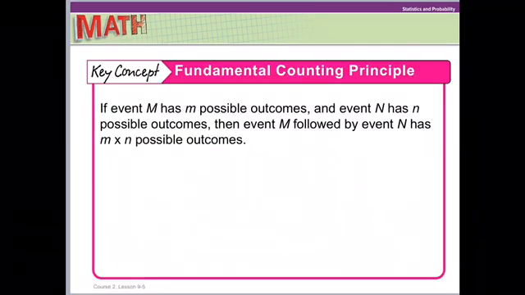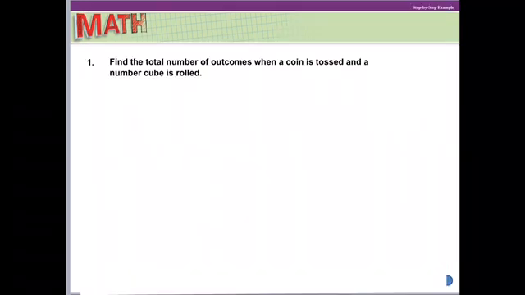So now, this is the definition that I said just earlier. So if event M has M possible outcomes and event N has N possible outcomes, then the event M followed by event N has M times N possible outcomes.